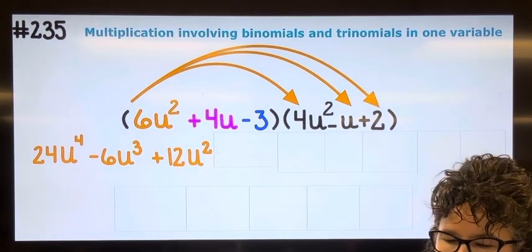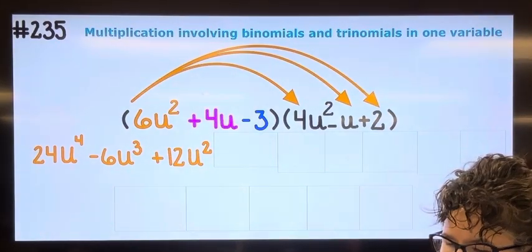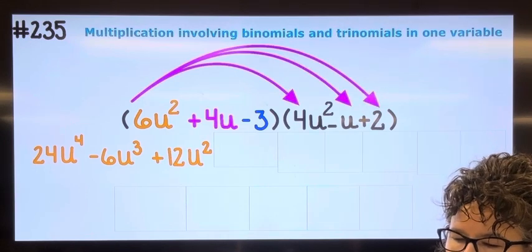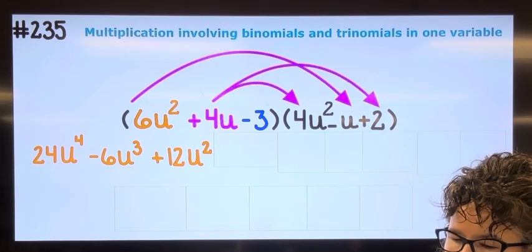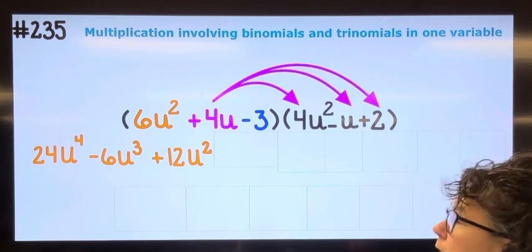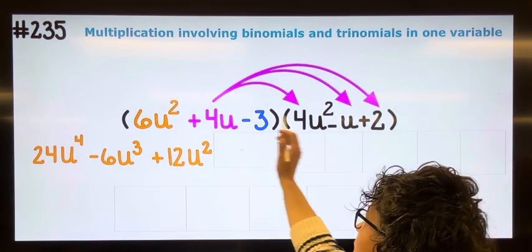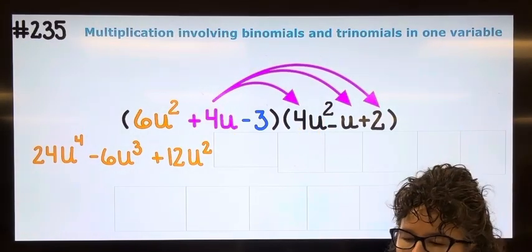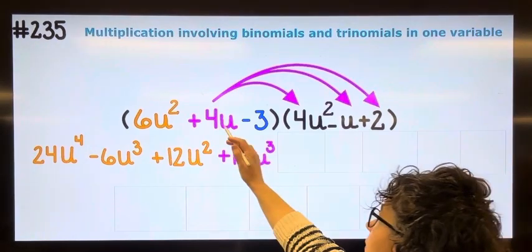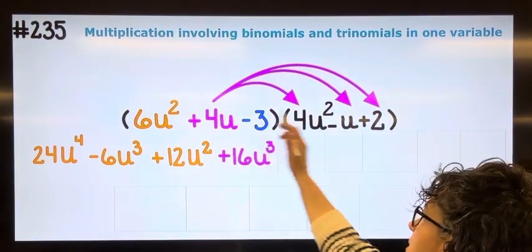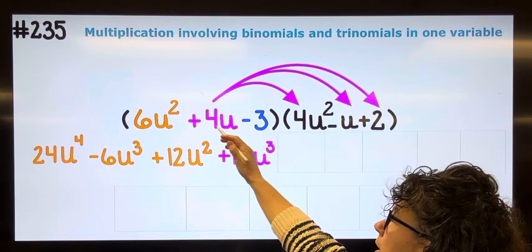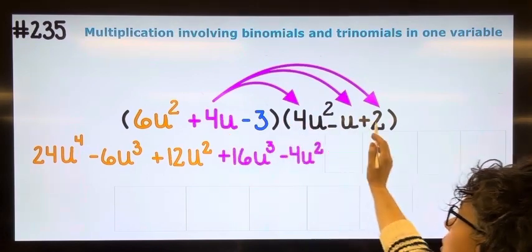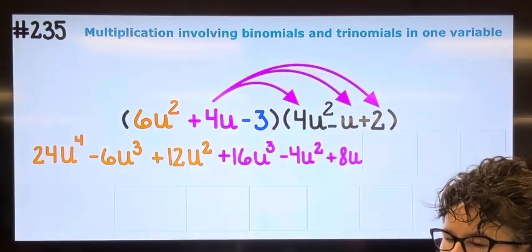And then we move on to the pink one here. So I'm going to move these over. And we're going to distribute to each one of these. So I have 4u times 4u squared. So 4 times 4 is 16, and u times u squared, u to the 3rd. And then 4u times negative u. Positive times negative is negative 4, and then u times u is u squared. So minus 4u squared, and then 4u multiplied by 2 is 8u.